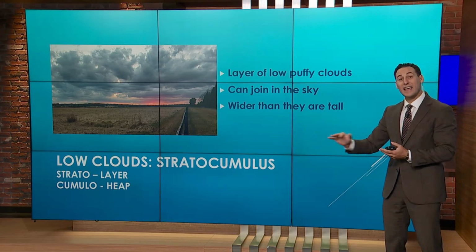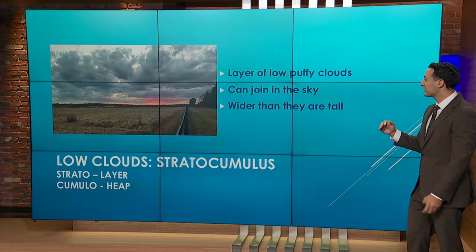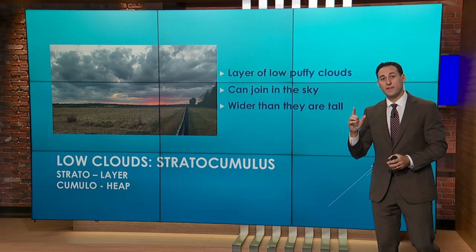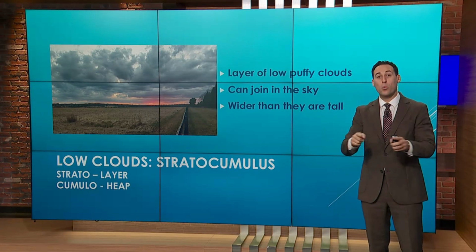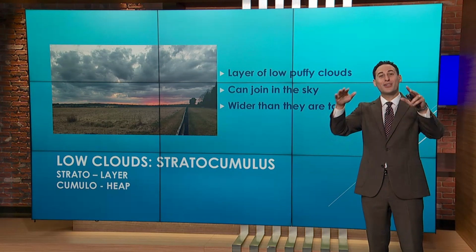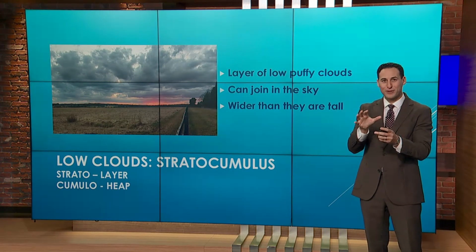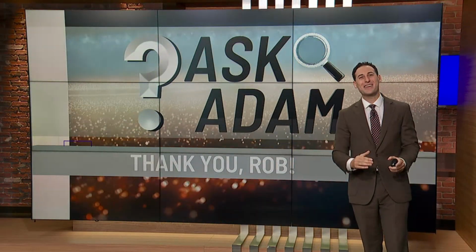And then we have stratocumulus clouds. Remember, strato means layer, cumulo means heap. These are a layer of low, puffy clouds that can join up in the sky. The difference between stratocumulus and cumulus is stratocumulus clouds are wider than they are tall, but cumulus clouds are taller than they are wide, so they have a different look to them. That covers the 10 main cloud types, and I love talking about clouds.